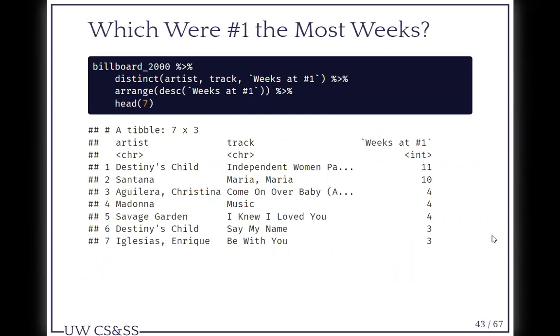We can ask the question, which were number 1 the most weeks? And so we'll take the Billboard data and then distinct by artist, track, and weeks at number 1, and then arrange in descending order of weeks at number 1. And here's the first 7 rows. Shout outs to Destiny's Child and Santana.